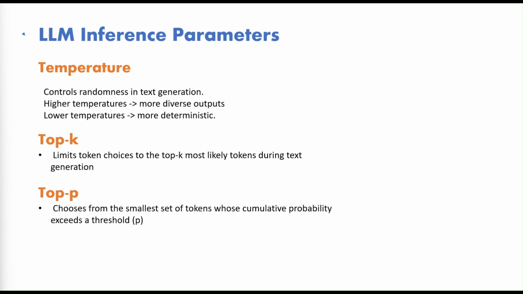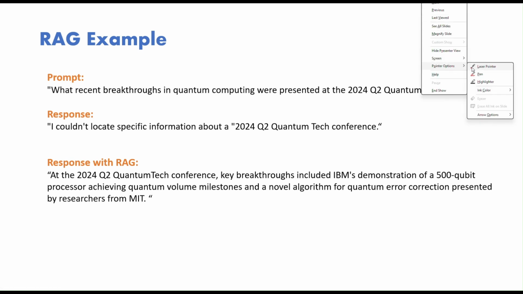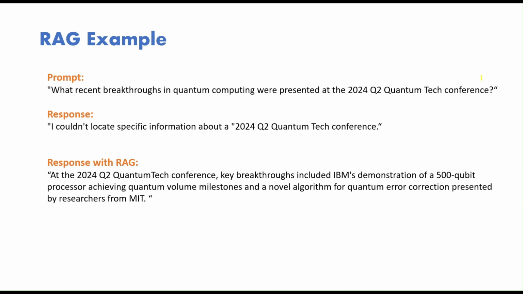Another point to remember is that large language models are pre-trained on historical data, which may be several months or even years old. To get the current data, you need to use RAG. For example, if we ask the LLM the following question, what recent breakthroughs in quantum computing were presented at the 2024 Q2 Quantum Tech Conference? The response could be, I couldn't locate specific information about the conference.